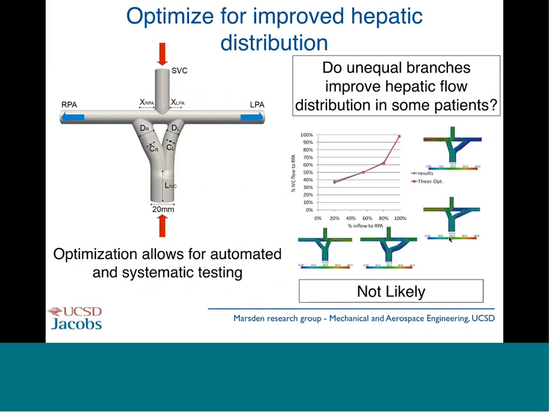And actually, we were surprised to find out that after performing optimization on a number of different conditions, it's actually not likely that unequal branches would be needed. And so we concluded from this that we should proceed with having equal-sized branches in our design as we went forward into the clinical studies.